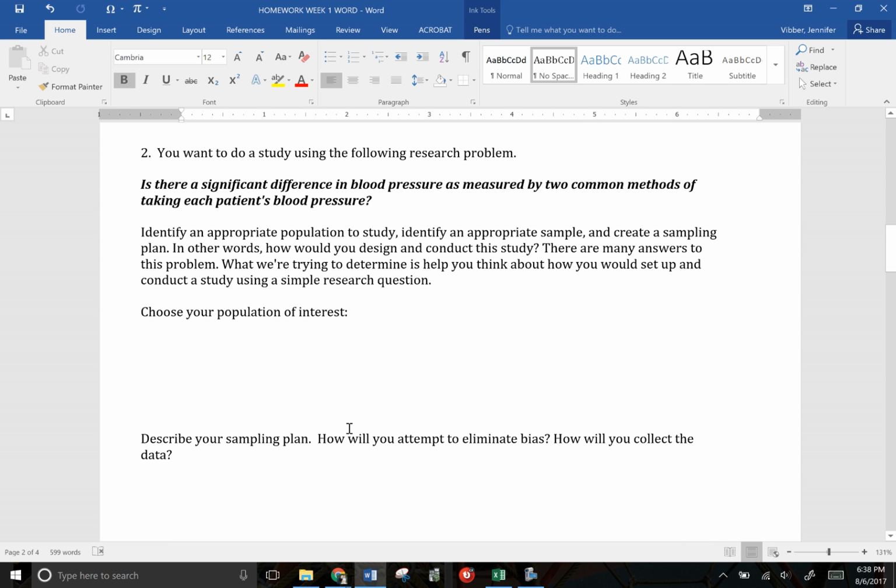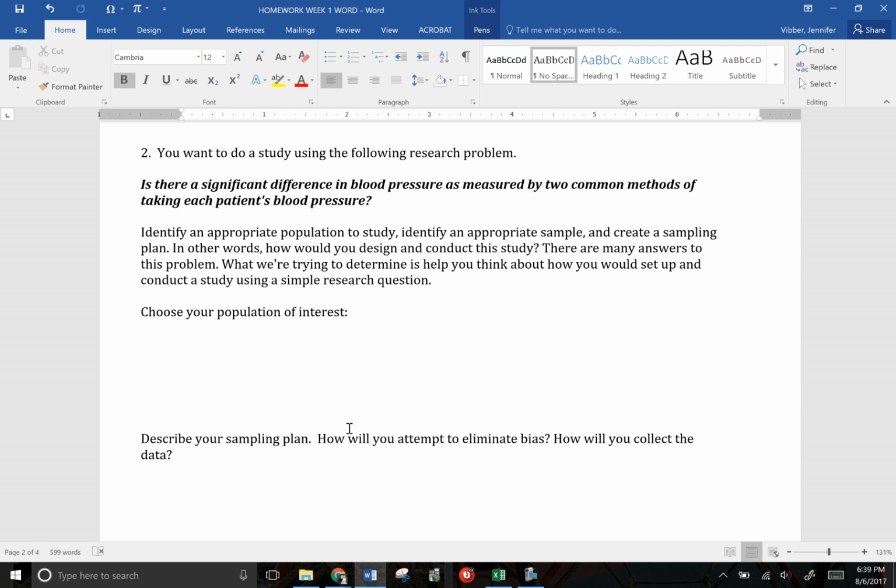Number two, you want to do a study using the following research problem. Is there a significant difference in blood pressure as measured by two common methods of taking each patient's blood pressure? Identify an appropriate population to study, an appropriate sample, and create a sampling plan. In other words, how would you design and conduct this study? If part of this course was, hey, I want you to do a small study, how would you plan it out?